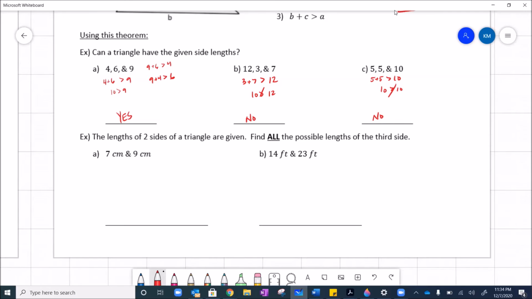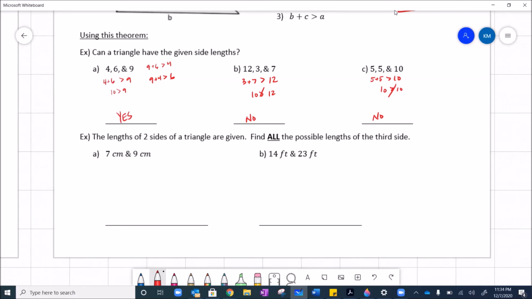All right, finally, it says the lengths of two sides of a triangle are given. Find all the possible lengths of the third side. Okay, so we've got two sides of a triangle given. And the way that I think of this problem is, what is the smallest possible side length for this third side? And what is the largest possible side length for this third side? Okay, and so here's how I think of it.